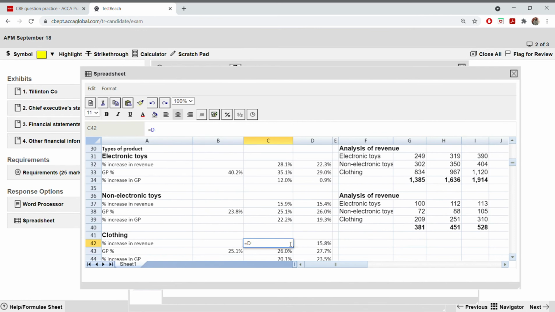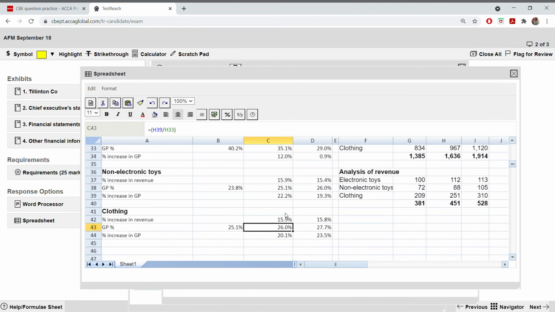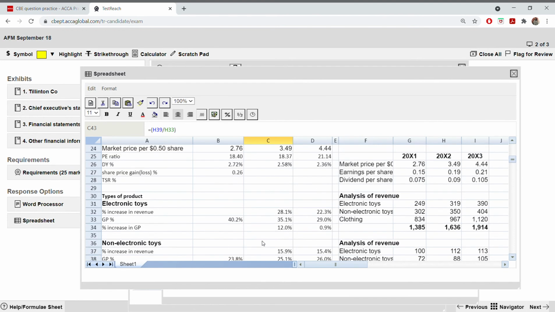Let us do this. No, you cannot drag it back. So equal to this minus this divided by this. Now it's correct. Do you see 15.9 and 15.8? They are much aligned, similar, so you know it's correct. This cannot be 0.5, it cannot be that much less, because the increases are almost very similar. So now it's all correct.